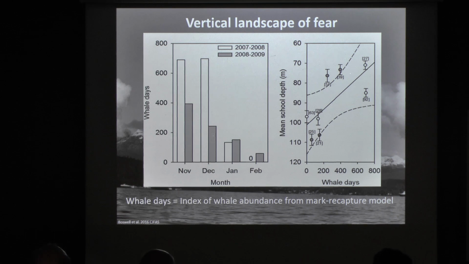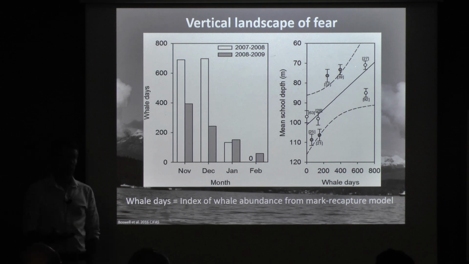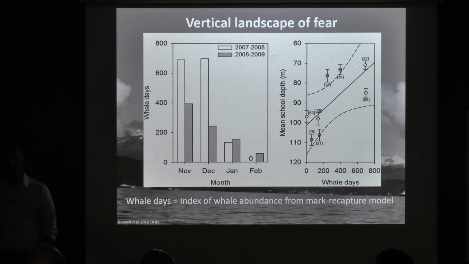We compare that with the mean school depth. If we look at the mean depth of all the schools distributed in the water column from the acoustics, you can see this interesting relationship where, when whale days are really high, that is, when there are a lot of whales present, the schools are up in the water column, which is where we think they don't actually want to be, because it's costly. They're basically running for their lives all the time. And then, of course, as the whales depart the area, the schools move deeper into the water column, which is where they should be. They don't relocate. They just get to move down finally.